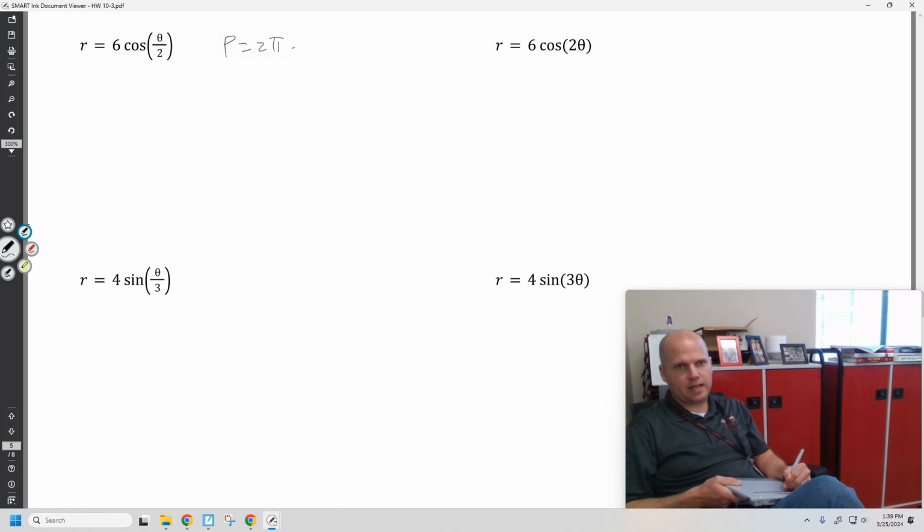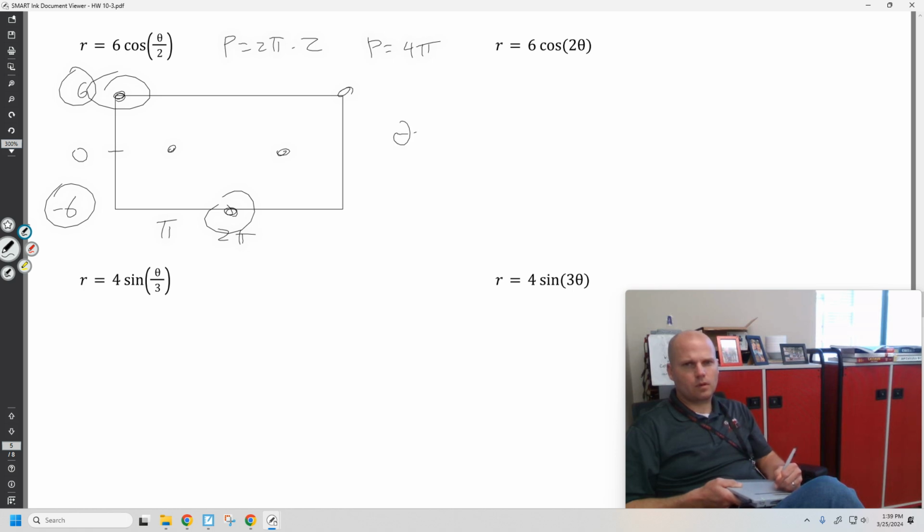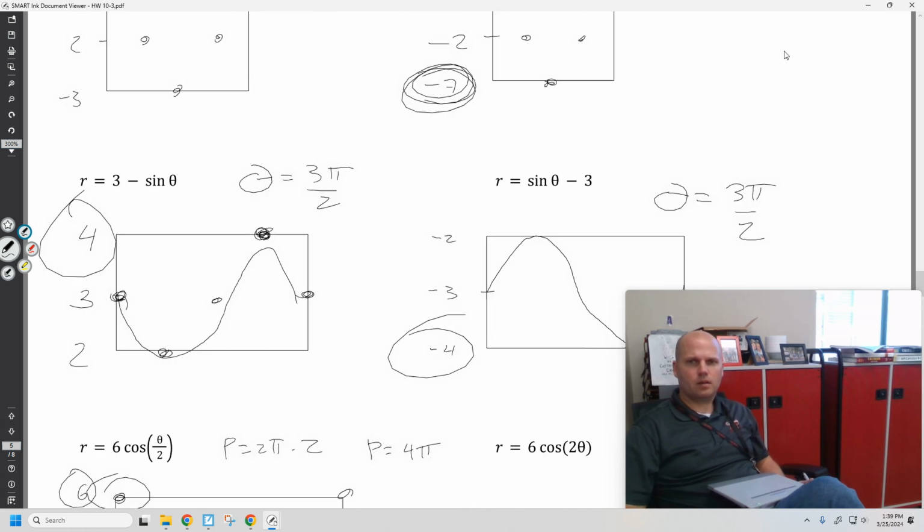Period is 2 pi. I need to dilate it by a factor of 2, so the period is 4 pi. We got an amplitude adjustment. Both of these produce the same distance from the origin. Top, middle, bottom, middle, top, but it's every pi. So 0 and 2 pi, if I'm talking about only from 0 to 2 pi.